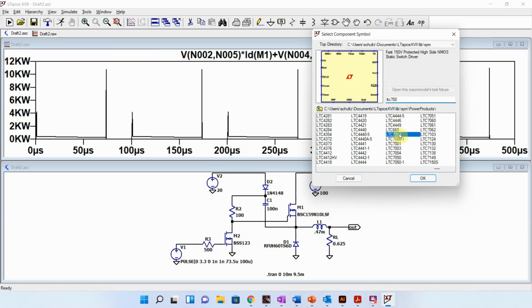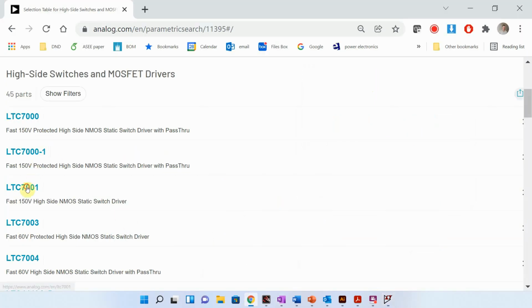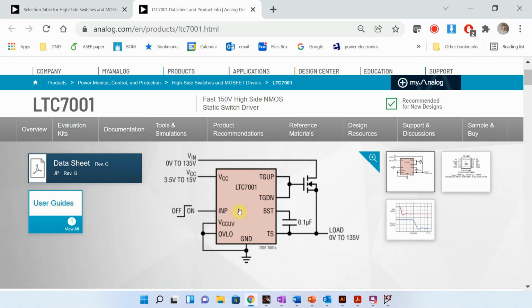So here's our 7000, 7001, and I just want the simplest one. You see, these ones have multiple connections to drive multiple MOSFETs. This one's simpler, so we're going to grab this one. So this is 7001. Grab that in here. But we have to figure out how all of this works. So I'm going to have to go to here. We're doing the 7001. And I'm going to see how this is connected up.